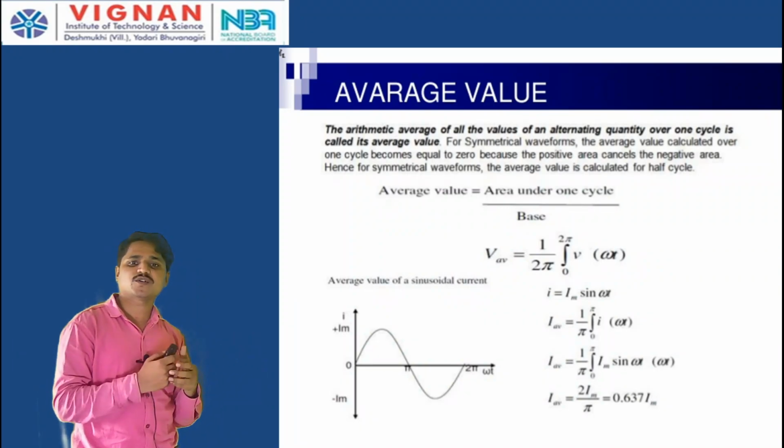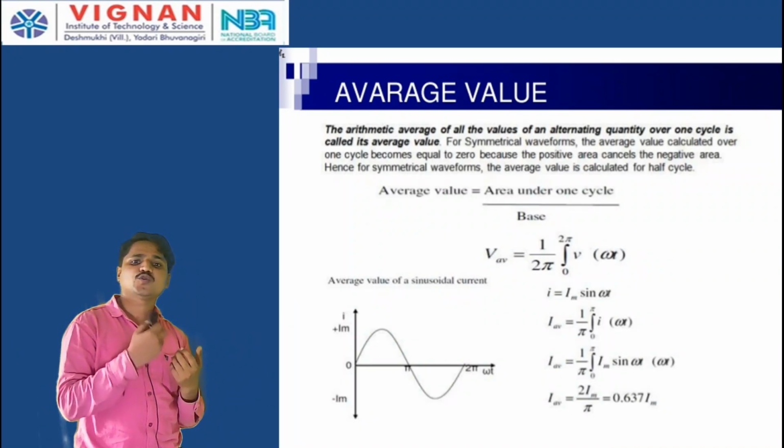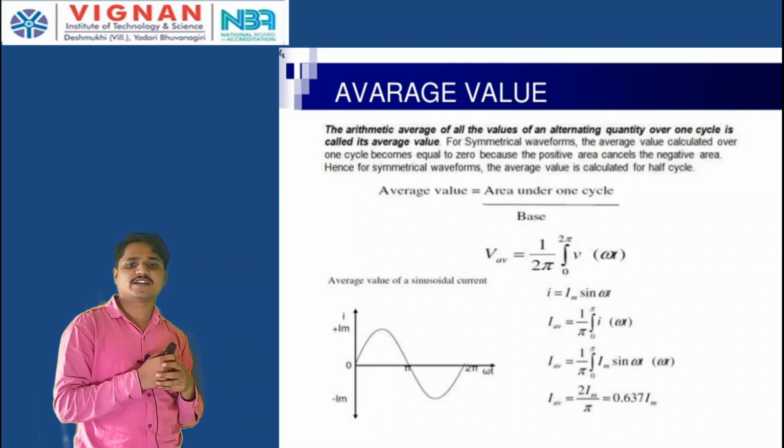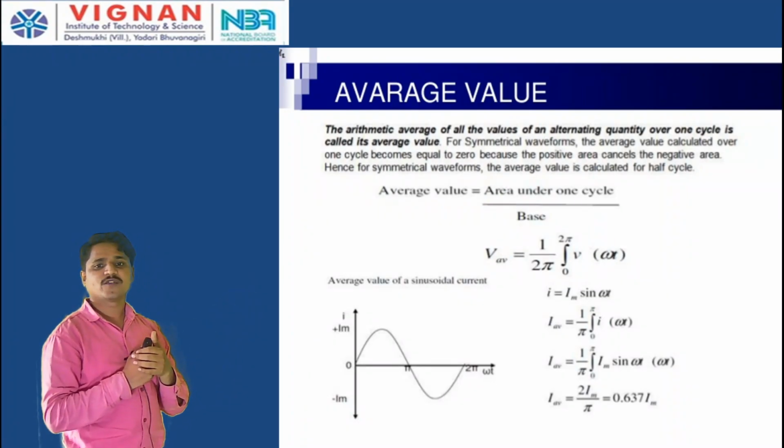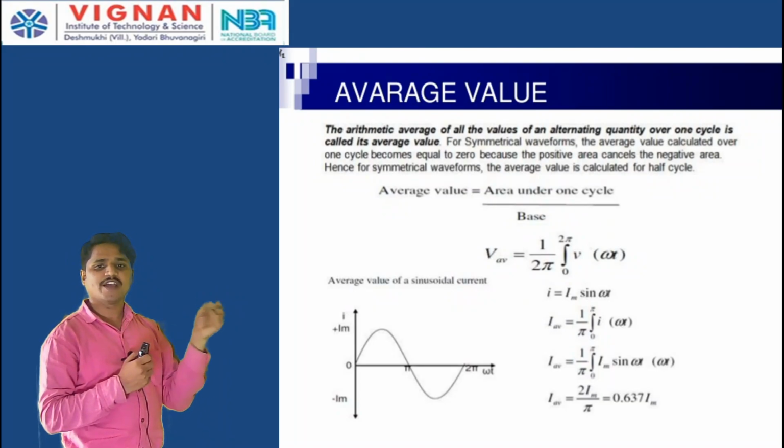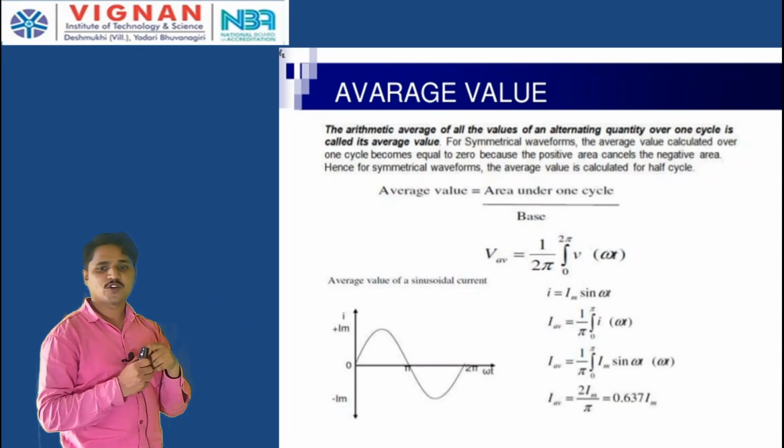So, I average is equal to 1 by 2 pi, integral of 0 to 2 pi, I of t d omega t. Here I is nothing but our I m sin omega t. So we have to calculate the average value only for one half cycle for the symmetrical waveform. Therefore, I average is equal to 1 by pi, integral of 0 to pi, I d omega t.